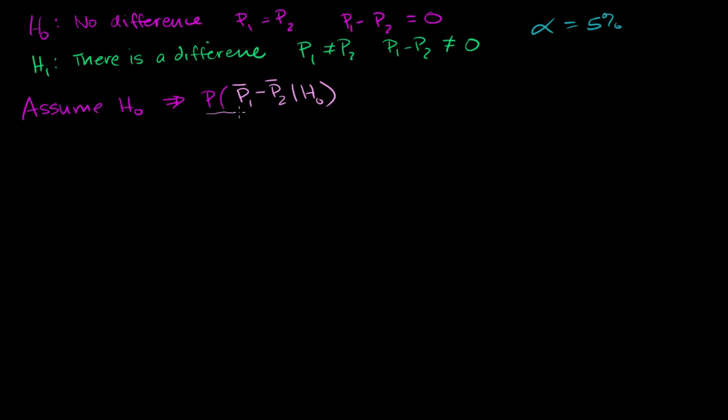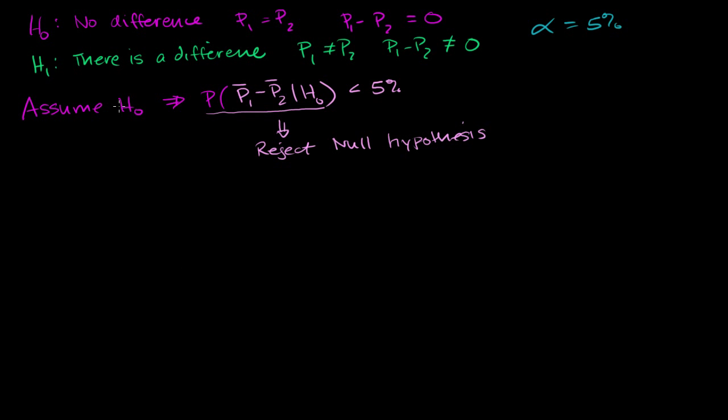And if this probability is less than 5%, if this probability is less than our significance level, so if the odds of getting these two samples and the difference between those two samples is less than 5%, then we are going to reject the null hypothesis. So how are we going to do this?